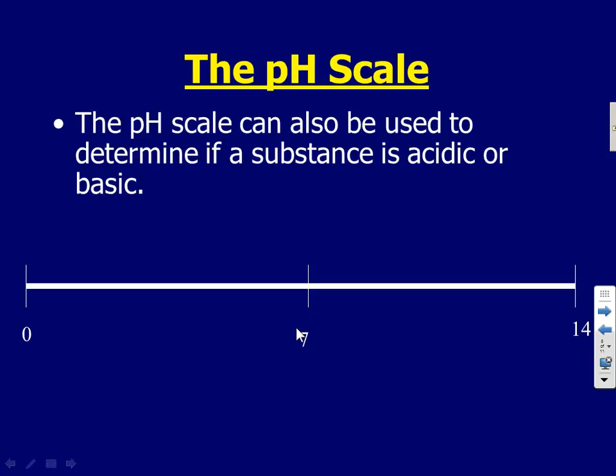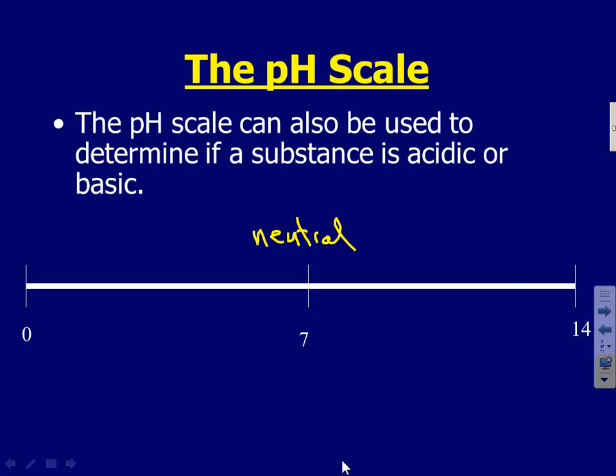So, 7, right in the middle of the pH scale. Does anybody know what we call a solution that has a pH of 7? Yep. It's neutral. It means it's not behaving as an acid, nor is it behaving as a base. So right above 7, you can put neutral. That is a neutral solution. All right?